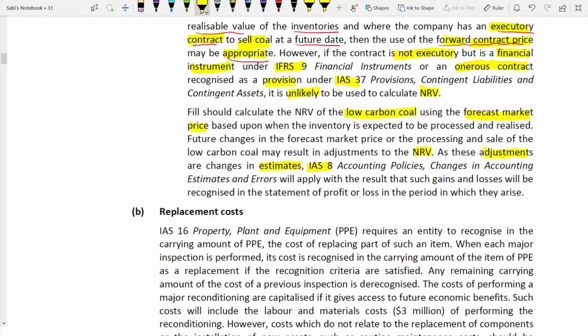Okay, so this will apply. IAS 8 you have to apply finally. IAS 8 will apply, with the result that such gains and losses will be recognized in the statement of profit or loss in the period in which they arise.